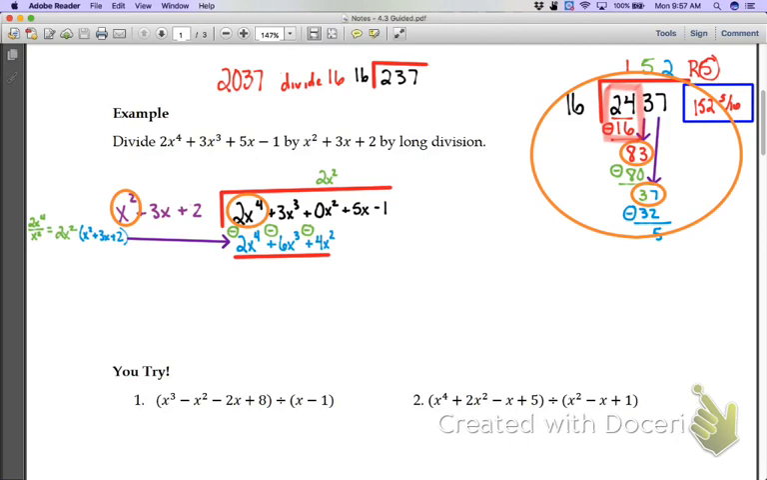So that goes away. Now I have 3x to the third minus 6x to the third. What's 3 minus 6? Negative 3x to the third. 0 minus 4x squared, so negative 4x squared. Just like I did with that 3, what do I need to do with my 5x? Drop it like it's hot.